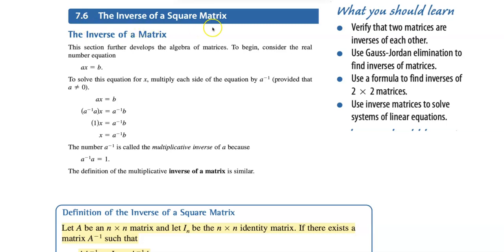7.6, the inverse of a square matrix. What you should learn: verify that two matrices are inverses of each other, use Gauss-Jordan elimination to find inverses, use a formula to find the inverse of a 2x2, and then how to use matrices to solve systems of linear equations.